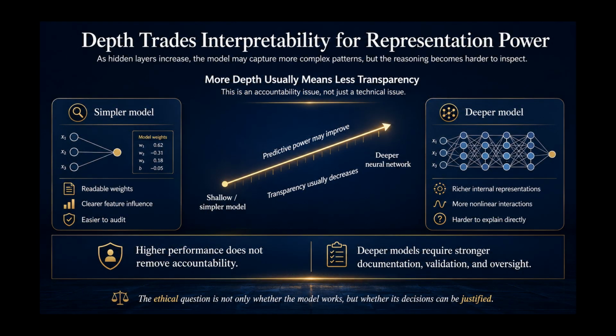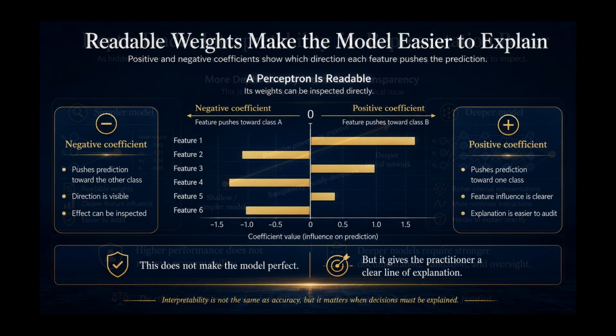The same ethical principle appears throughout deep learning. As model depth increases, predictive power may improve, but transparency usually decreases. A perceptron is readable. Its weights can be inspected directly. A positive coefficient pushes the prediction toward one class. A negative coefficient pushes it toward the other. That does not make the model perfect, but it gives the practitioner a clear line of explanation.